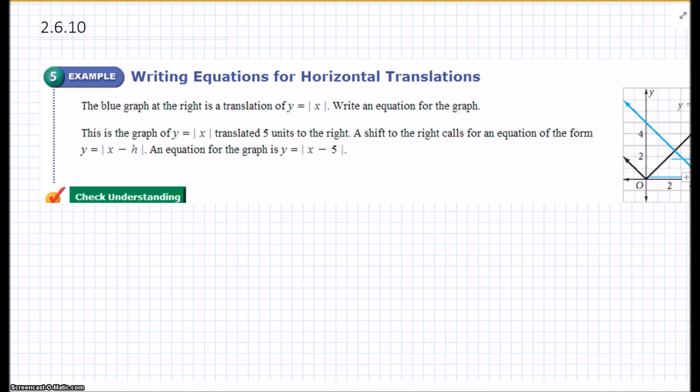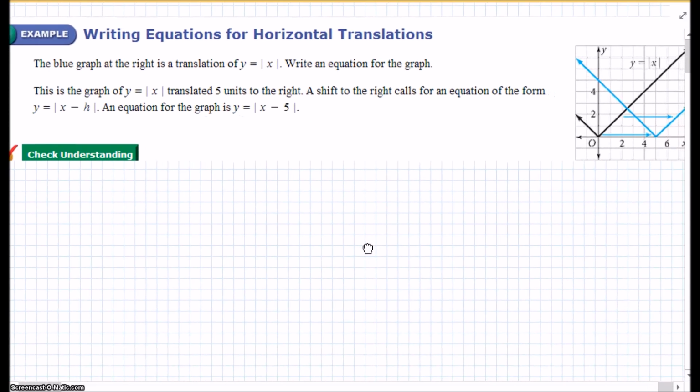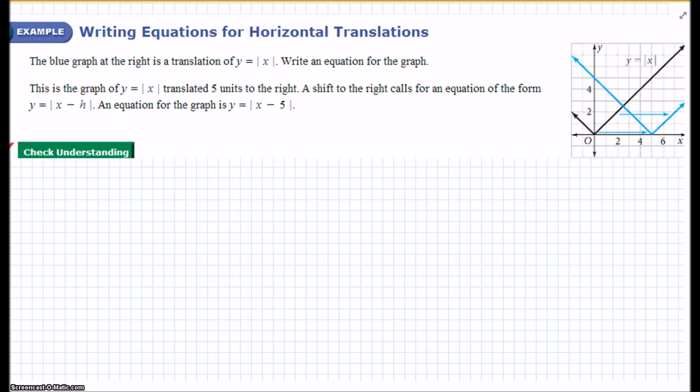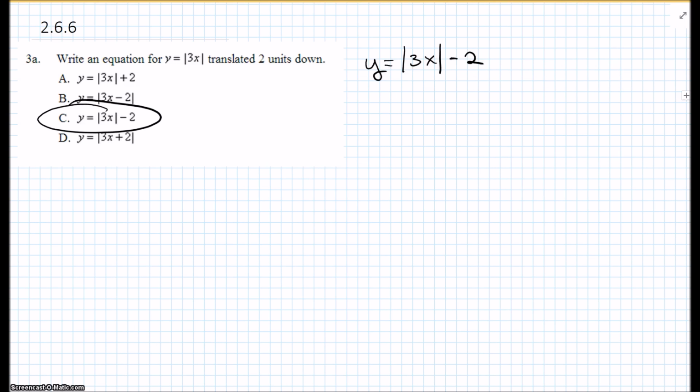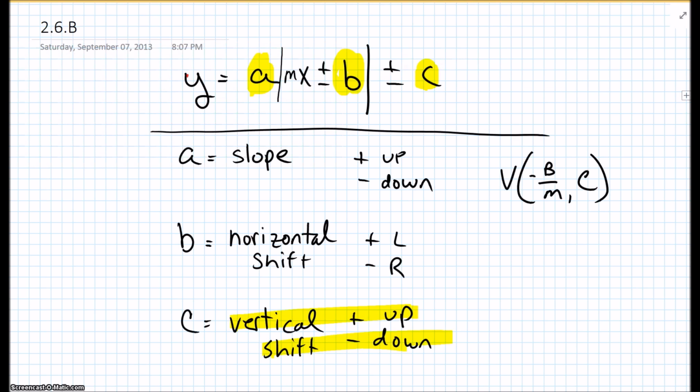Okay, looking at the next example. Writing equations for horizontal translation. The blue graph at the right is a translation of y equals the absolute value of x. Write an equation for the graph. Well, how many did we move? We moved to the right 1, 2, 3, 4, 5. So if we move to the right, it's going to be y equals the absolute value of x minus 5. So that's how we'd write the equation. Again, remember what we gave you here on the first page. Remember this.